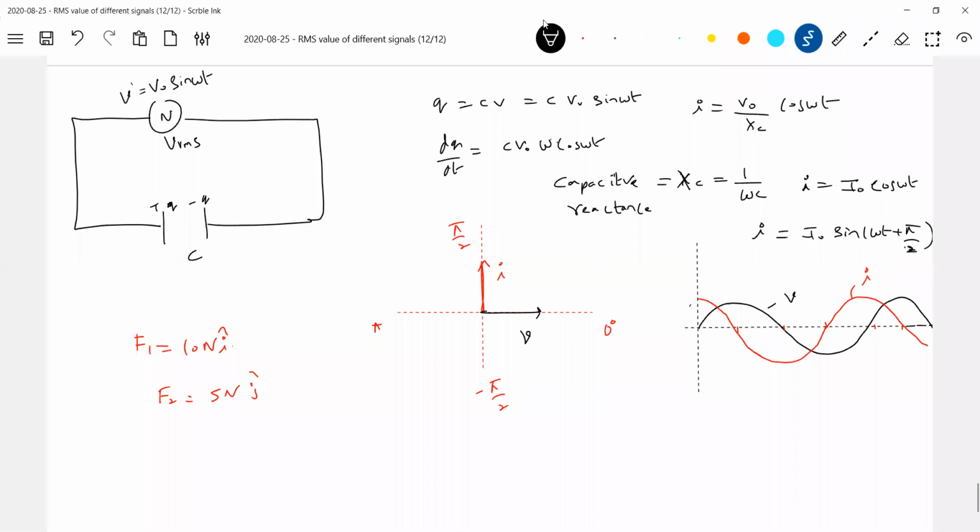Conclusion: you cannot take the algebraic sum. You have to take the vector sum of voltages or currents. Even the powers also, here.